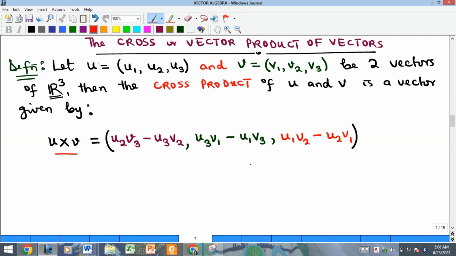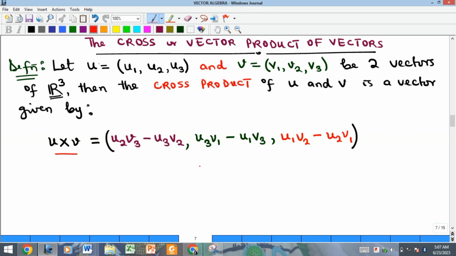Now, one thing should be noted: the dot product results in a scalar. When you take the dot product of u and v, you are going to get a scalar, and that's why it's also called a scalar product. But when you take the cross product of two vectors, you are going to get a vector, and that's why it's also called a vector product. So now when we define a vector product, this is what we get.